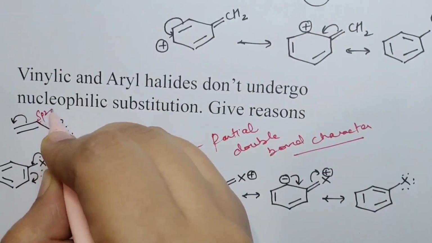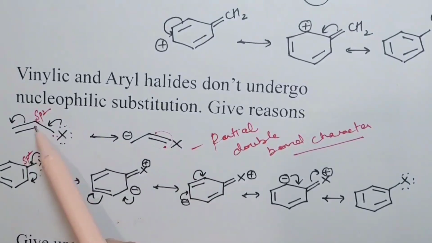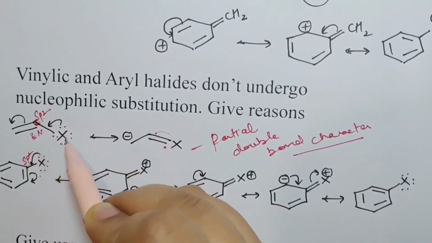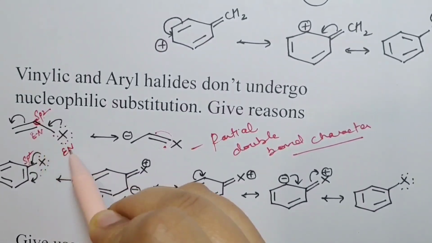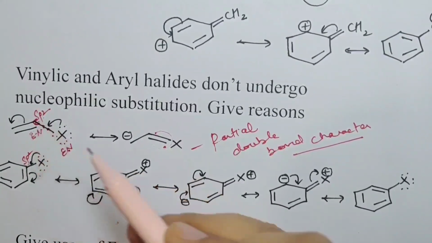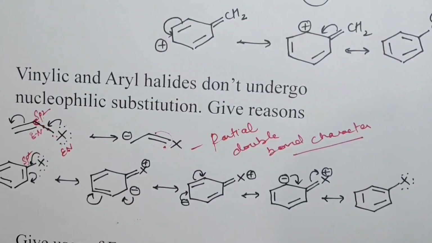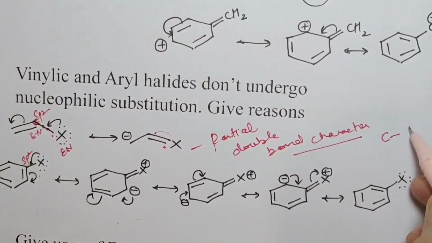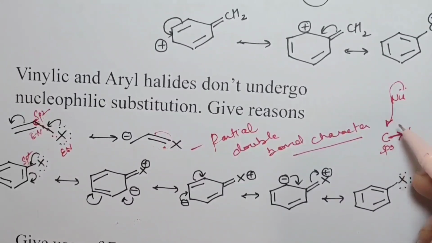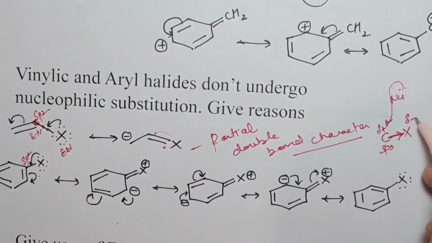This is sp2 hybridized and so is this. When they are sp2 hybridized, that means this carbon is also electronegative and your halogen is also electronegative. When both are electronegative, the electrons more or less are in between the two. So that means there is no polarity of the C-X bond, or at least we can say that the C-X bond is not as polar as it would be if the carbon was sp3 hybridized. If this was sp3 hybridized, this bond was polar. So a nucleophile can attack this carbon because it gains a partial positive charge and the halogen atom is partially negative.